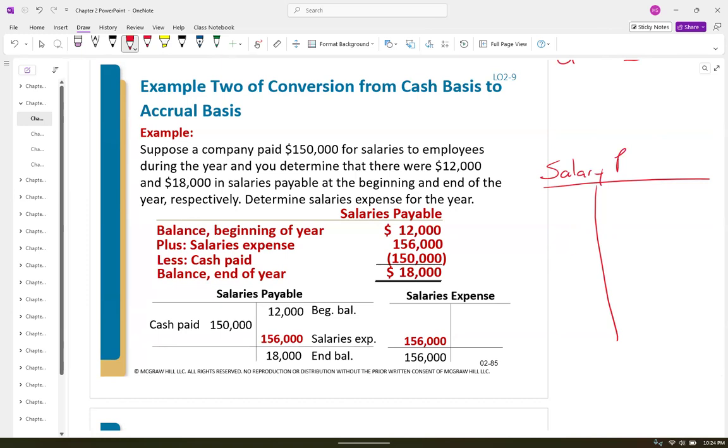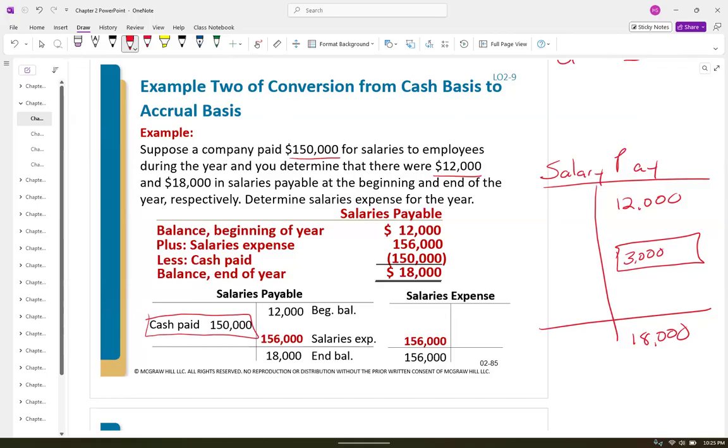T account down there. So suppose a company paid $150,000 for salaries to employees during the year, and you determine that there was $12,000 and $18,000 in salaries payable at the beginning and end, respectively. Okay. So beginning salaries payable was 12. The ending was 18,000. And the indirect method, that's what I was doing over here in these T accounts. The change right there was 3,000. Okay.